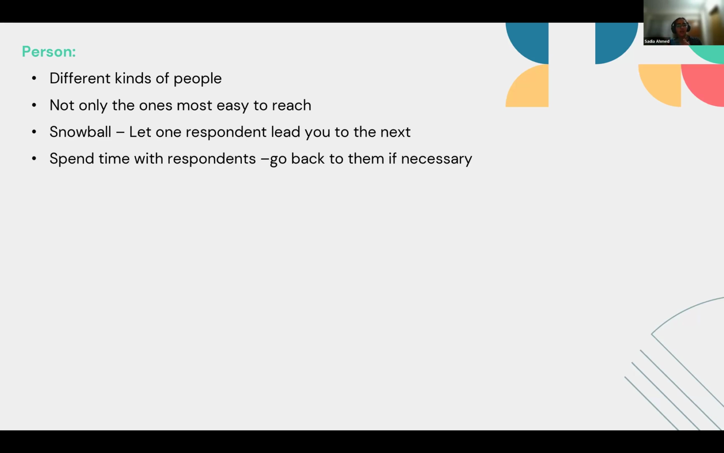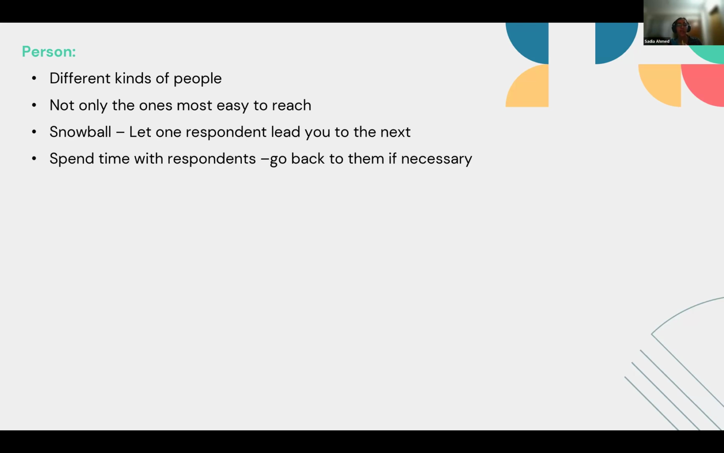And when you talk to people, you should not talk to only the ones that are easiest to reach. You will try to talk to people who are also difficult to reach or farther away, or they don't live right next to the store. You may snowball, so you can ask one respondent to give you a suggestion of someone else who has used a cook stove. You can ask them to give you a suggestion of someone who lives far away that has used a cook stove.